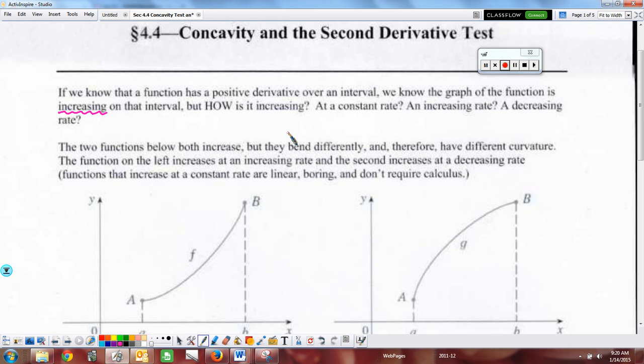Is it increasing at a constant rate, which would make it linear, increasing at an increasing rate, which would make it concave up, or increasing at a decreasing rate, which would mean it's increasing but concave down? And so basically we're just looking at the curvature of the graphs.